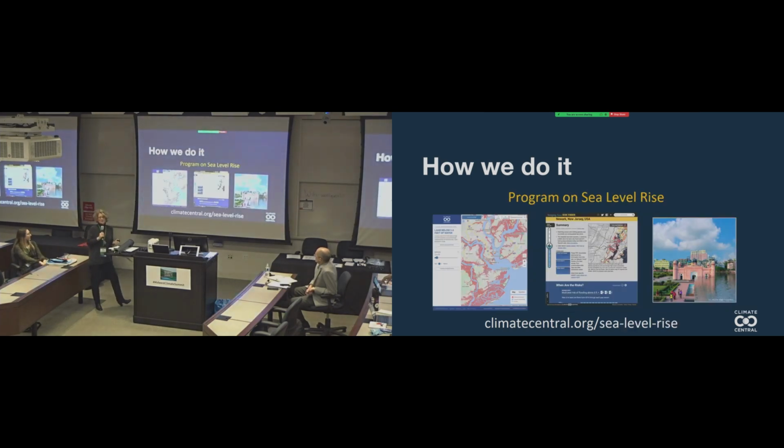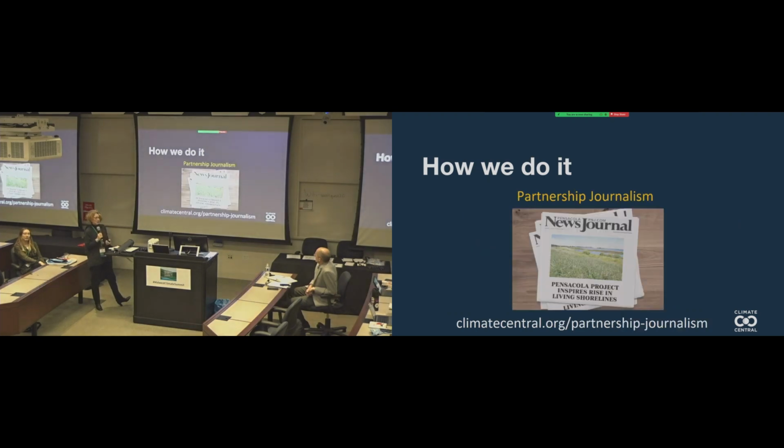Program on sea level rise, maybe not as useful for people in this room, unless you're looking to invest in property on the coast, but it's a really robust program. We do partnership journalism again, but all the stories we do are based on data sets or research papers.